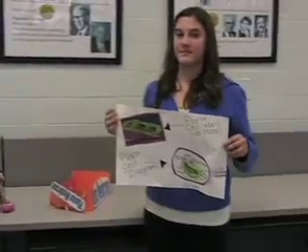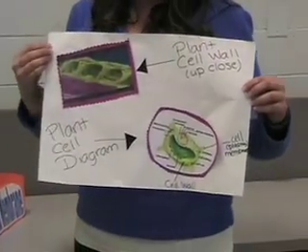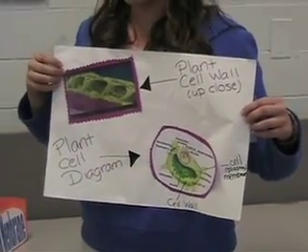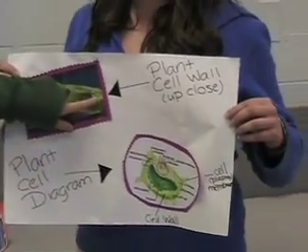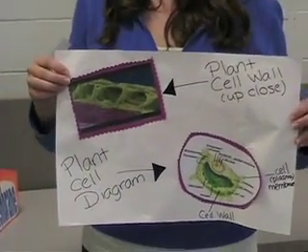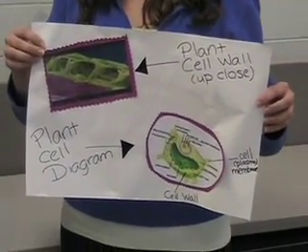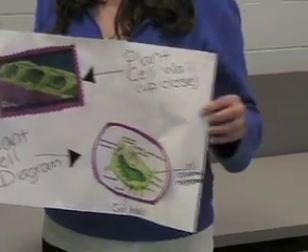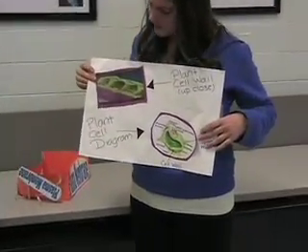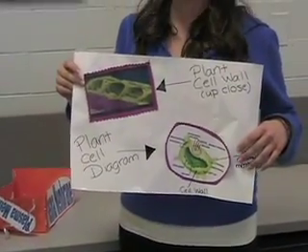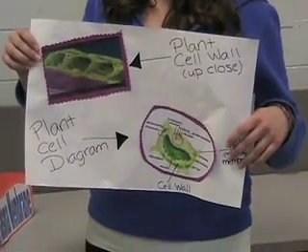Next, on the other side, we have an up-close picture of the cell wall. If you look closely, you'll be able to see the passageways that allow molecules to enter and exit the cell. Many times the cell wall has 2 layers which surround the cell membrane.